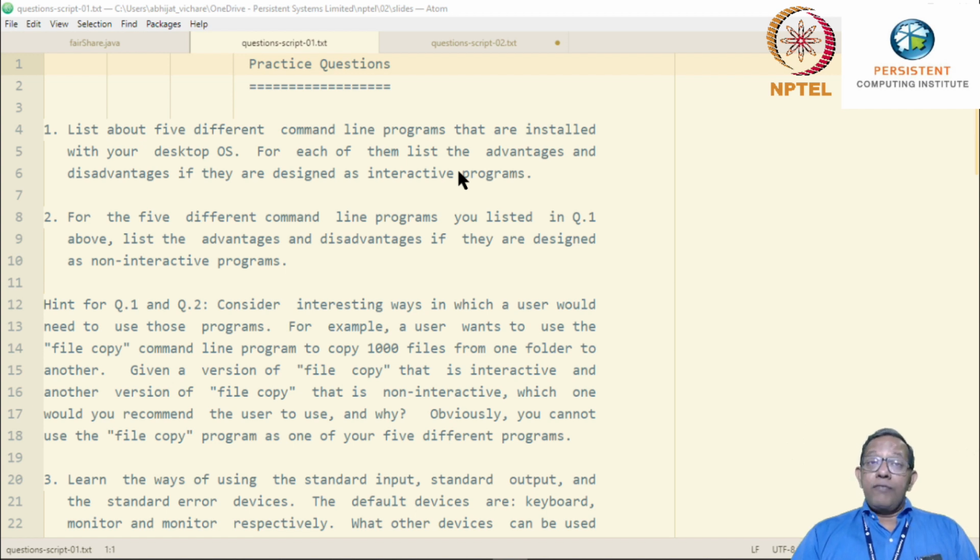List about 5 different commands that are installed on your desktop operating system. We are a bit categorical here: please look at your desktop operating system. In contrast, do not look at your mobile operating system, for instance. For each of the command line programs that you see on your operating system, list out the advantages and disadvantages if they are designed as interactive programs. This question is about interactivity.